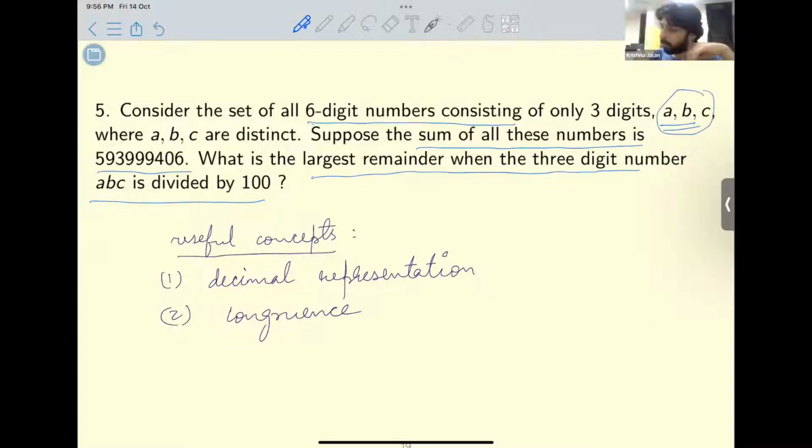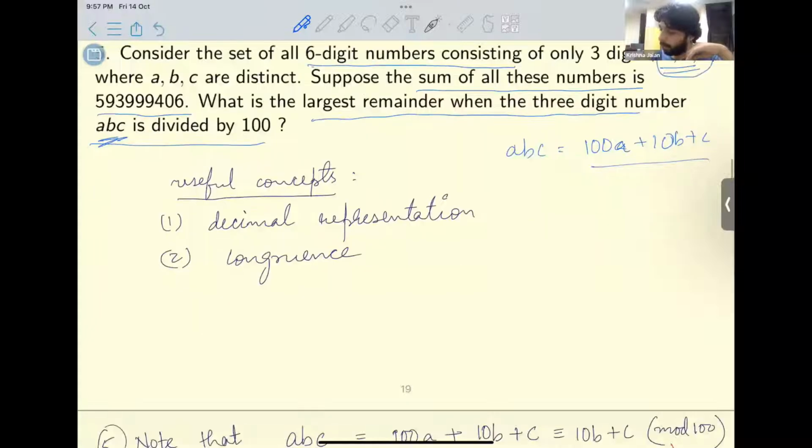So I'm trying to construct 6-digit numbers out of A, B, C, which are 3 distinct digits. And I'm given that the sum of all possible such 6-digit numbers is given to be this quantity over here. Now I want to find the largest remainder of ABC, which is 100A plus 10B plus C, when it is divided by 100. So I want to see what happens. What is the largest remainder this can have?